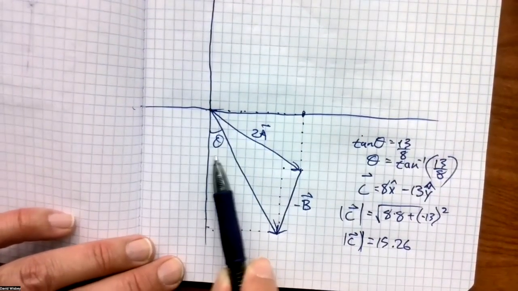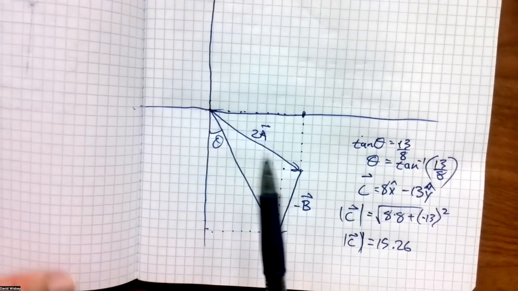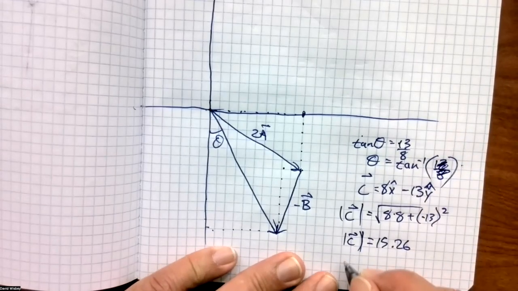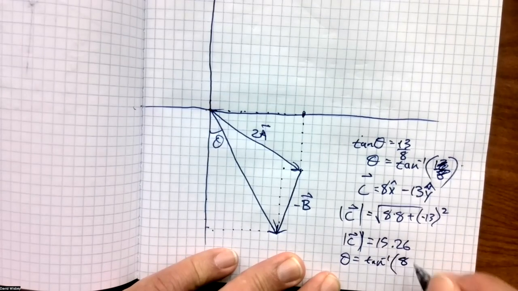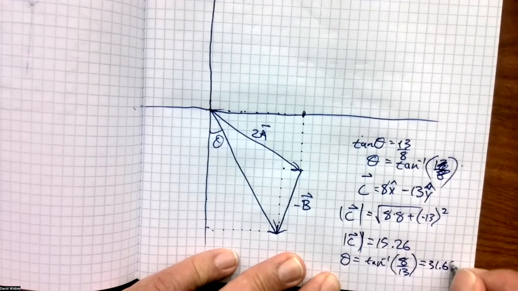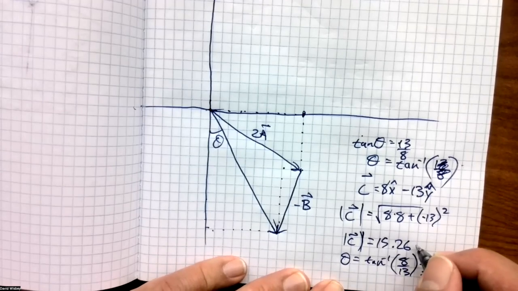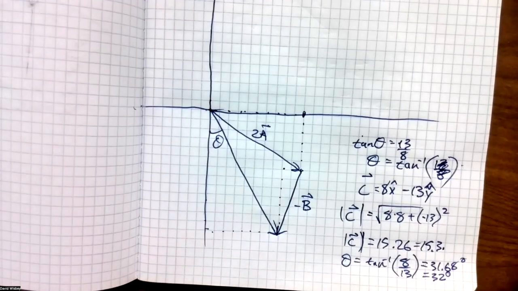This looks more like a 30 degree angle than a 60 degree angle because I mixed up X and Y. So the angle here should be the inverse tangent of 8 over 13, which gives me 31.68, or that'll be 32 degrees. And then the magnitude should actually be 15.3 in whatever units I have.